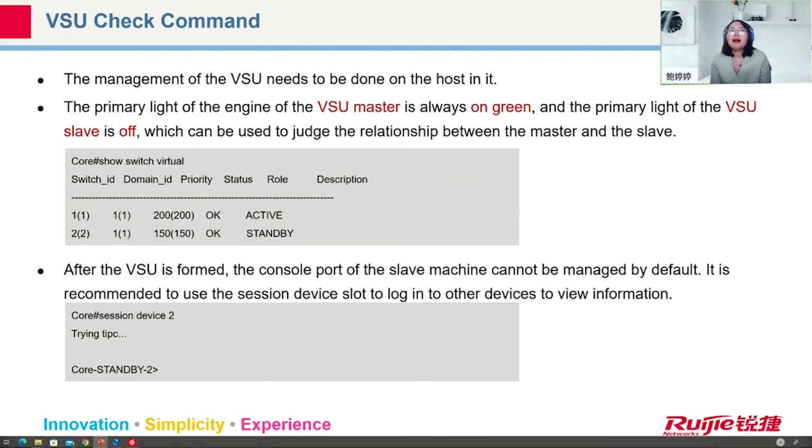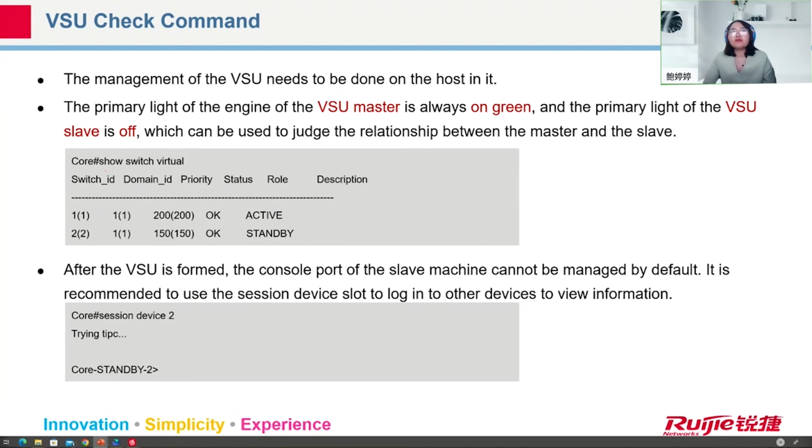And another one, after you finish the configuration, then you can use some command to check the status. The first one is you can see the light. And about the primary light of the engineer, the master will always be green. Master also is the active devices. But the slave is a standby devices. The light will become off because after you finish the VSU successfully, we only have one control plane.